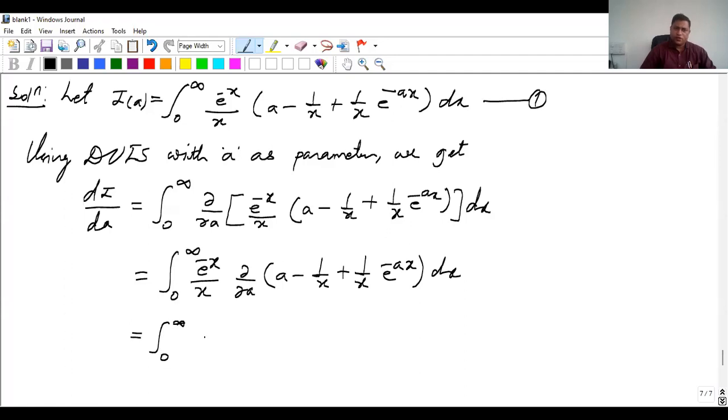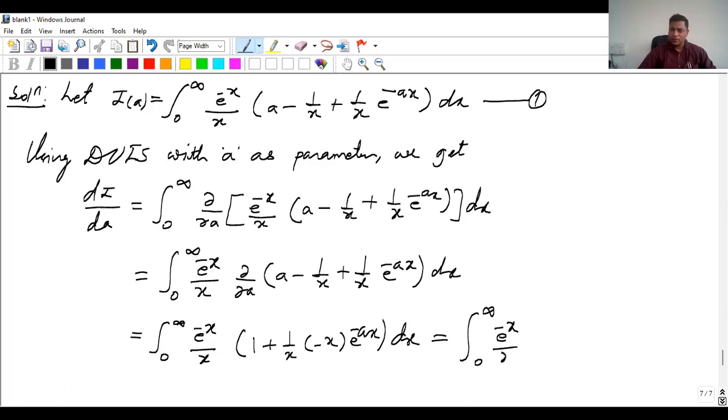So this is equal to the integral from 0 to infinity of e raised to minus x by x. The derivative of a is going to be 1. The derivative of this term is going to be 0. The derivative of this term is plus 1 by x into minus x e raised to minus ax, dx. Are you getting this derivative? Yes, sir. Here we are differentiating with respect to a, so x is treated as a constant. Hence we have the integral from 0 to infinity of e raised to minus x by x, and here we have 1 minus e raised to minus ax, dx. Are you getting this term? So here, this x and this x will get cancelled.